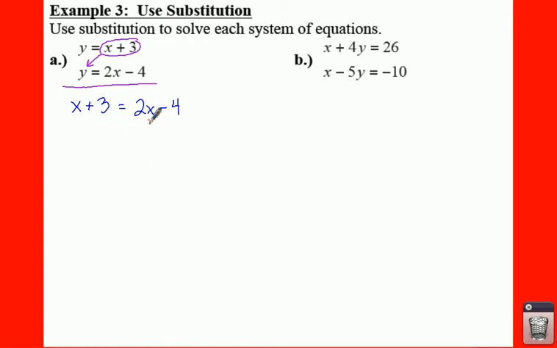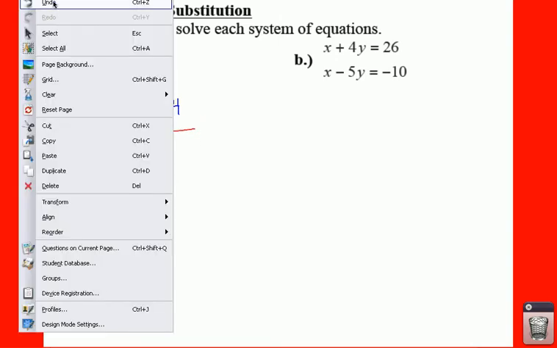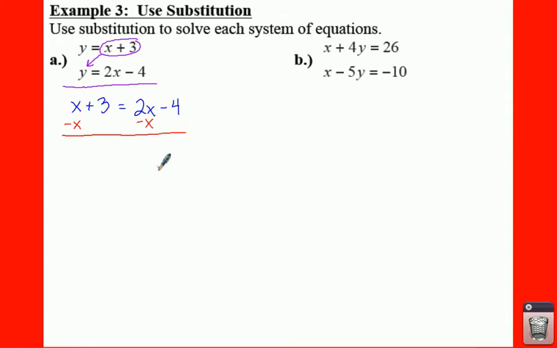So if we solve this equation, let's go ahead and just subtract x from both sides. In this case, we're solving for x. So if you solve for x, you get 3 is equal to 1x minus 4. And then you need to move the 4 to the other side, so we're going to add 4. We end up canceling out the 4s, so x equals 7. That's half your answer.